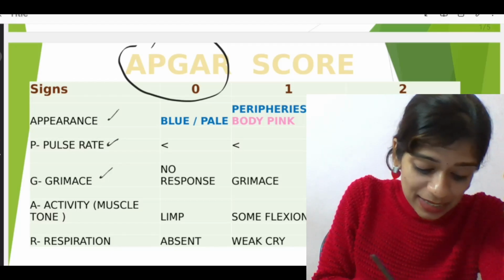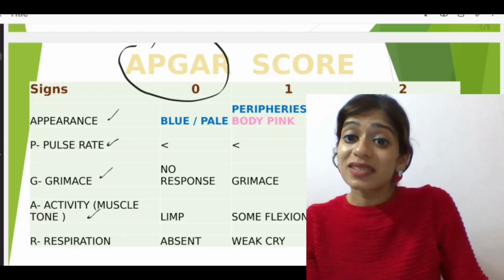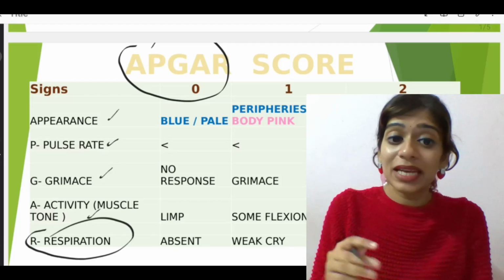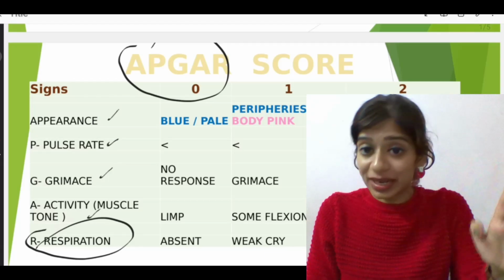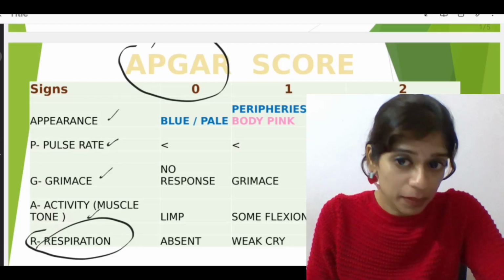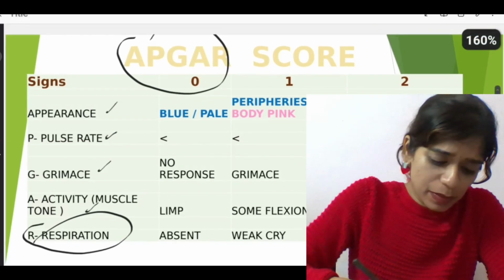Next is A. A stands for activity of the baby. Activity means the muscle tone of the baby. Alright, and R stands for respiratory effort. See, R is not respiratory rate. It is the respiratory effort shown by the baby. Now let's study one by one. See, it's very simple. Okay, appearance.